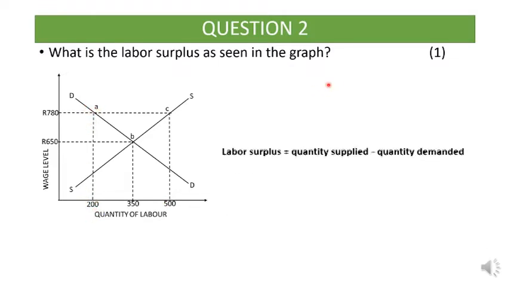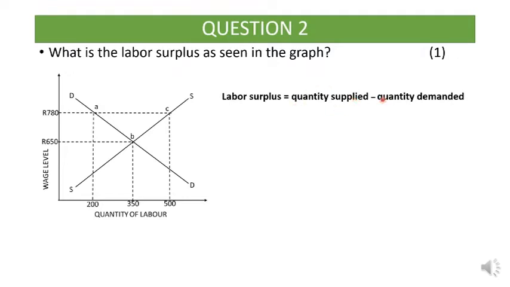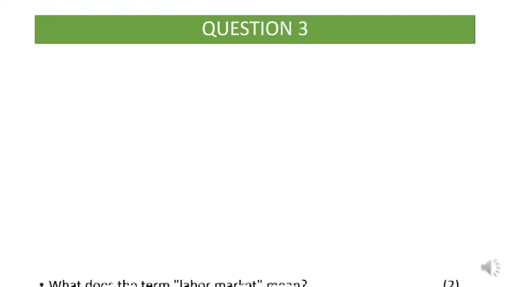So the formula is quantity supplied minus quantity demanded. Labor surplus is equal to quantity supplied minus quantity demanded. So the quantity supplied is 500, but what has been demanded? 200. So what is 500 minus 200? So our labor surplus is 300. What it means is there are 300 extra people in the labor market. 300 people who are not getting the job. That's the surplus.